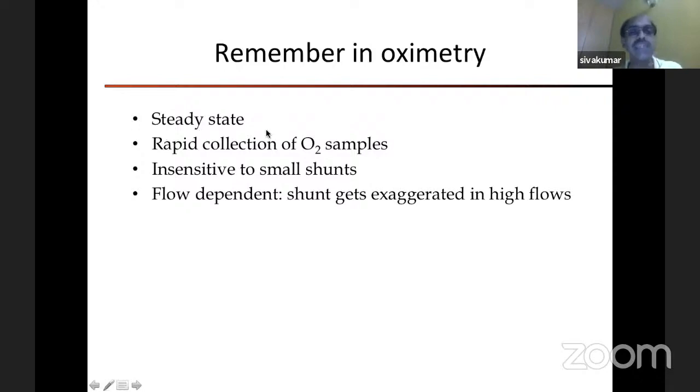We have to remember when we are taking the sample that we need to have a steady state. That means the patient should not be agitated and should not have too many dynamic differences between the first sample and the second sample. There should be a rapid collection of samples. It should not be like the first sample is collected and 10 minutes later the second sample.